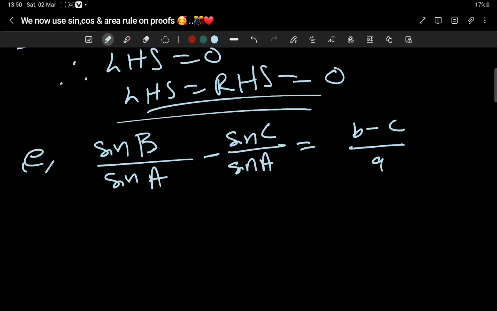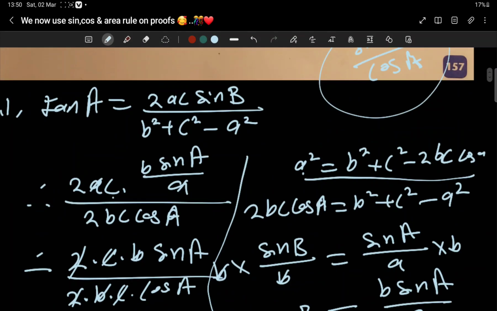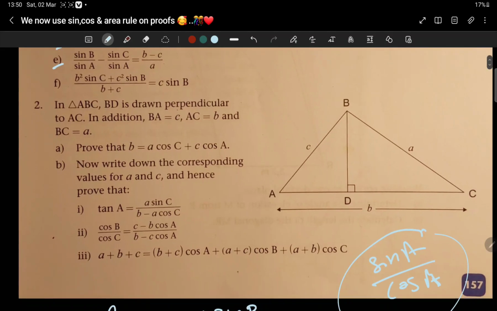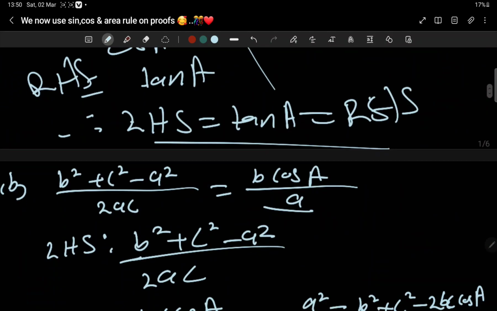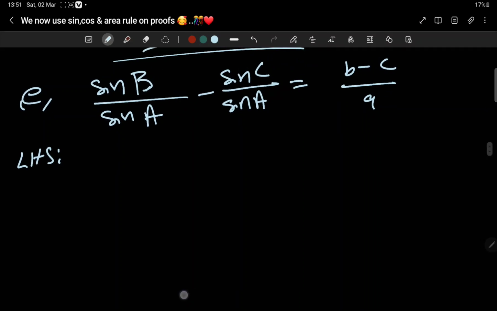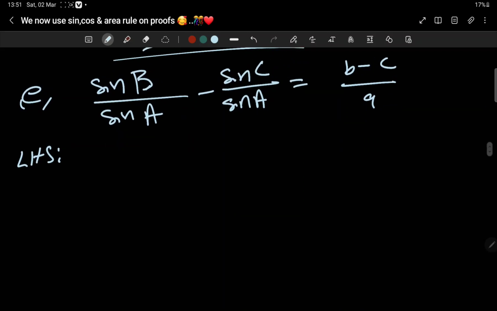Okay, we are on number E, which is sine B over sine A minus sine C over sine A equals (b minus c) over a. So we need to prove this. Here let's pick the left hand side. It will be much easier. From the left hand side, before we go any further, we can simplify it.